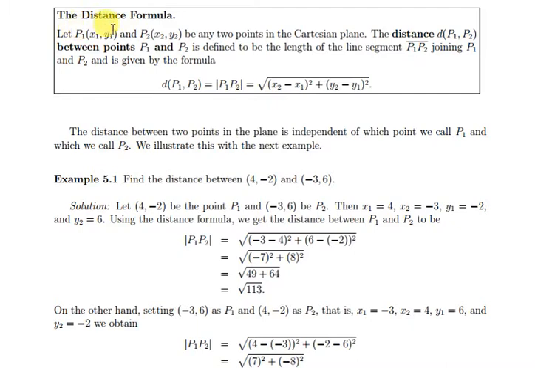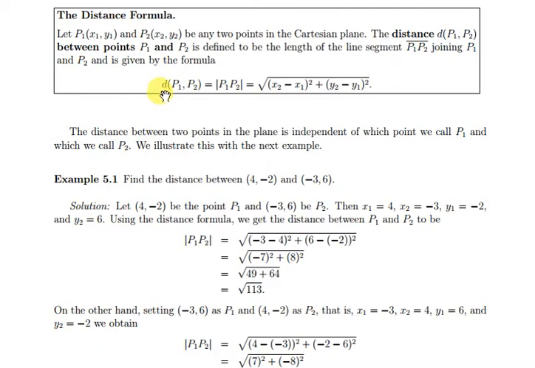Okay, distance formula: let P sub 1 equal (x sub 1, y sub 1) and P sub 2 equal (x sub 2, y sub 2) be any points in the Cartesian plane. Then the distance denoted by d of P sub 1 P sub 2 between the points P sub 1 and P sub 2 is defined to be the length of the segment P sub 1 P sub 2 bar joining the two points. And the given formula is this one.